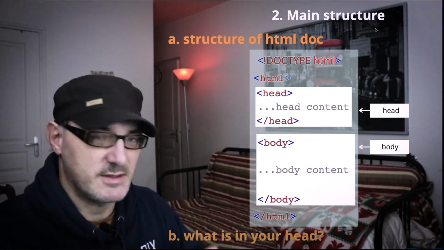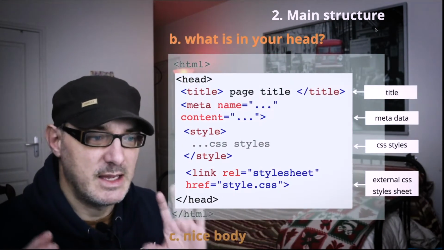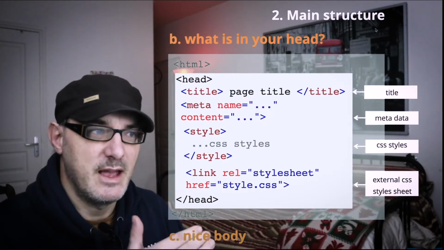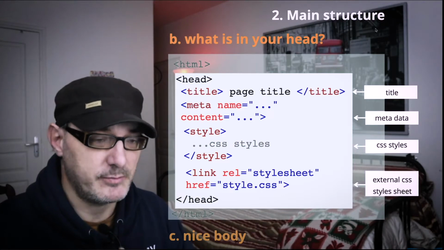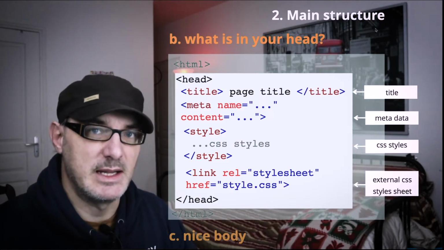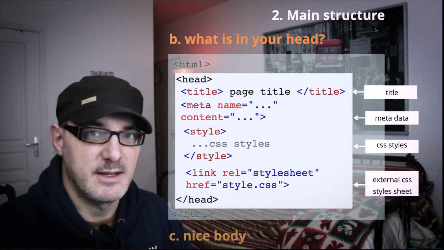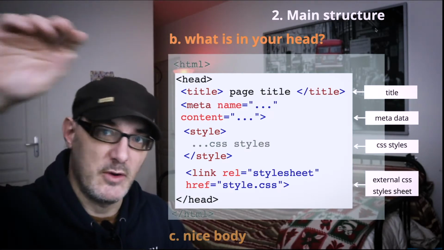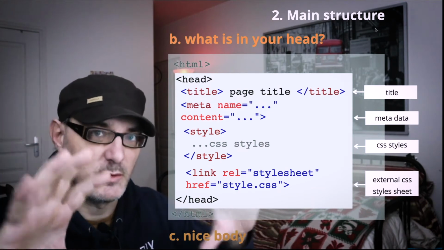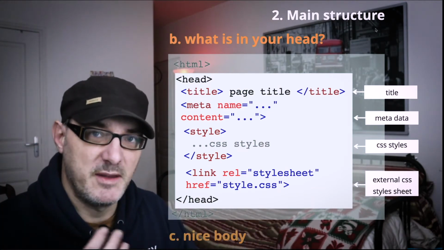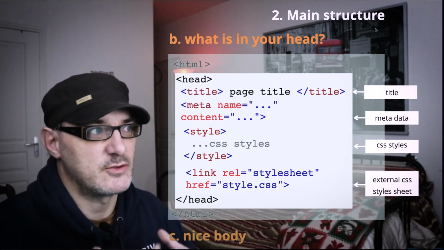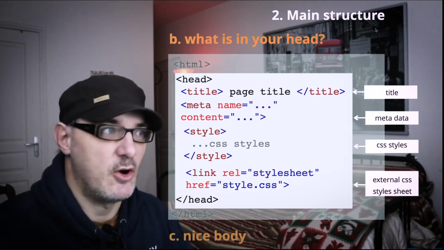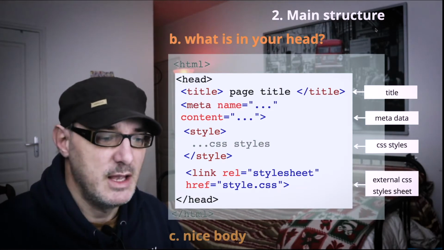So first, what's in the head? In the head, we have all the data that is meant to be read by the browser or the search engine, but not to be displayed directly to the user. So that can contain stuff like the title, which is on top of the navigator window, on the bar, not within the document itself. There's all the metadata, which is used to define what is shown when the page is shared on social media, for example.